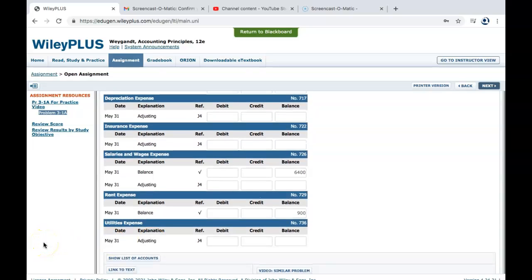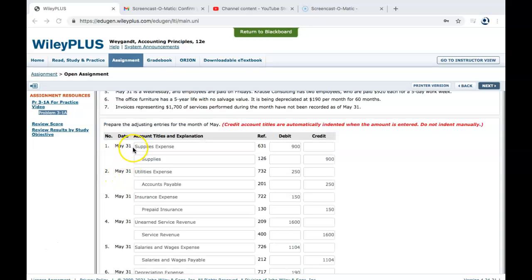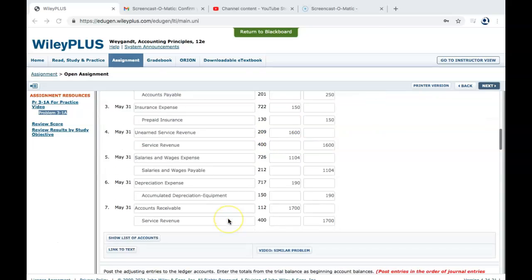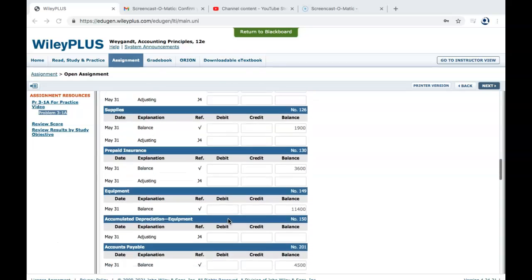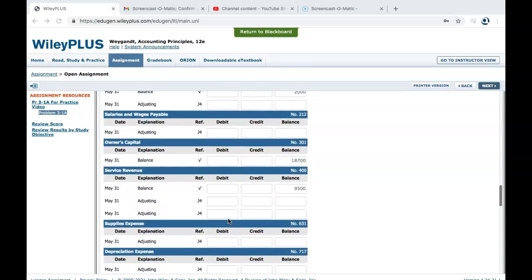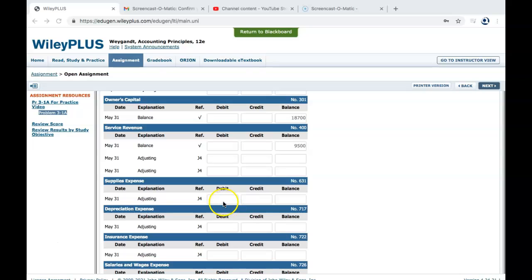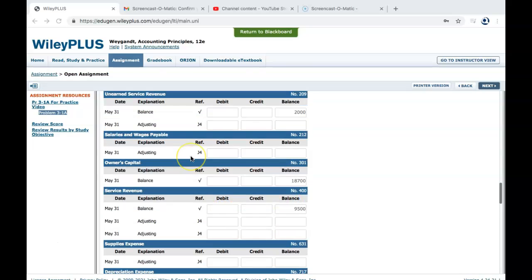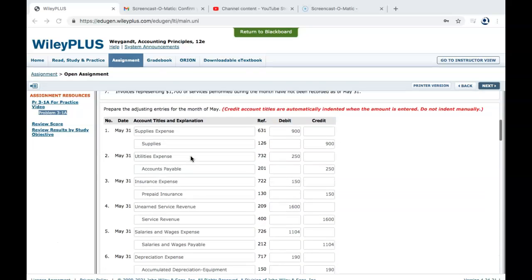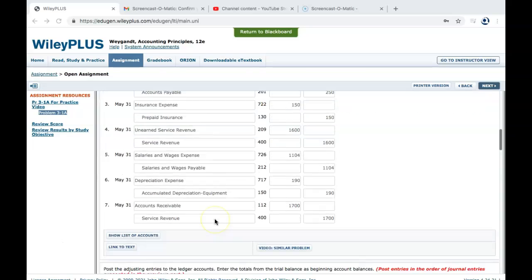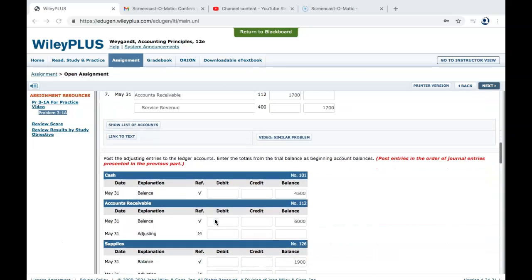Okay, now we're going to enter the adjusting entries. So how do we enter the adjusting entries? We simply take the information from the T account, supply expense 900, and enter it down here in the supply expense section, right? We're going to have a debit and then we're going to have a balance, but then also we're going to take the credit side of it, right?